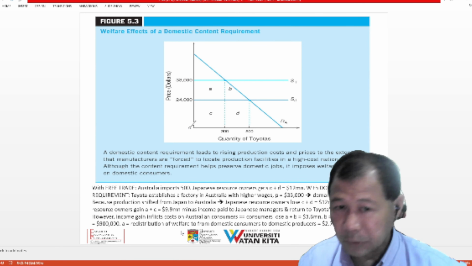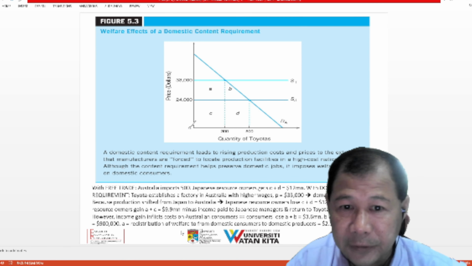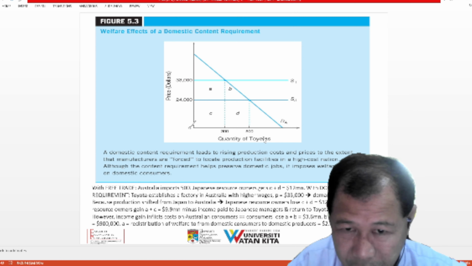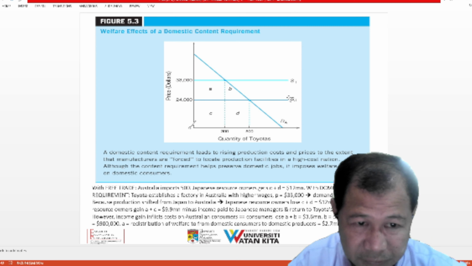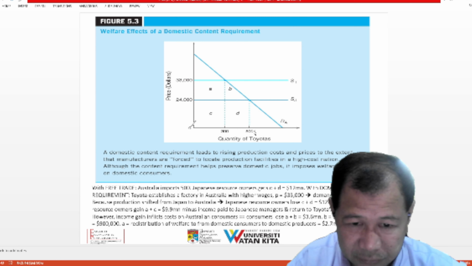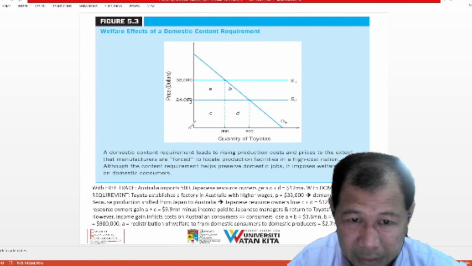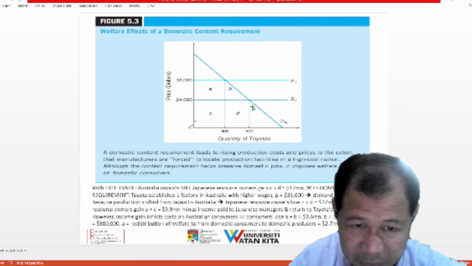So here we're going to look at the graph. Here, this is the quantity of a car, Toyota, and the price. During free trade, we can see this line here. Australia imports 500 units of Toyotas at the price of 24,000 per unit. As a result, Japanese owners get C plus D here.